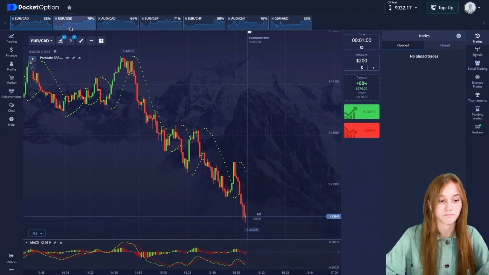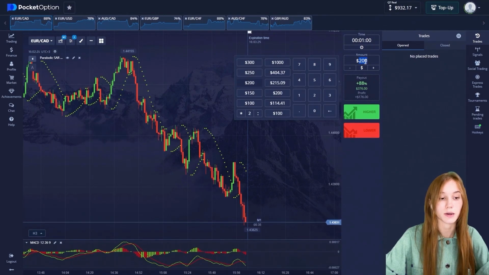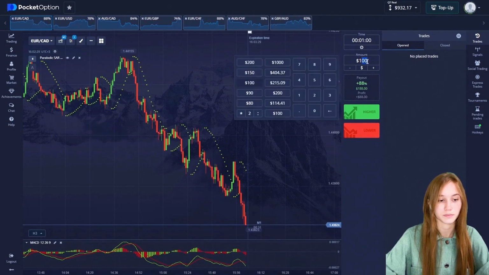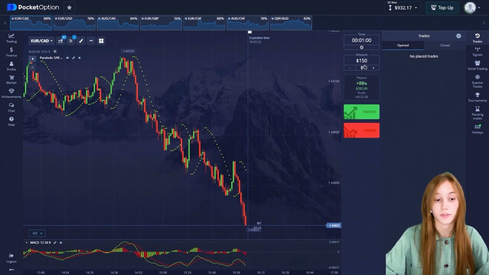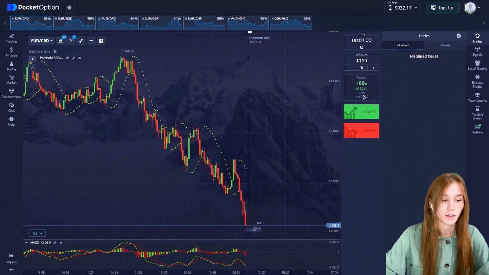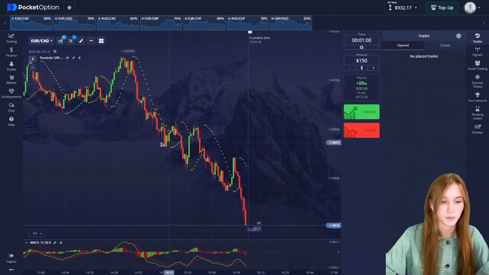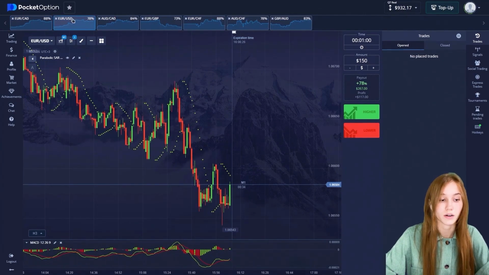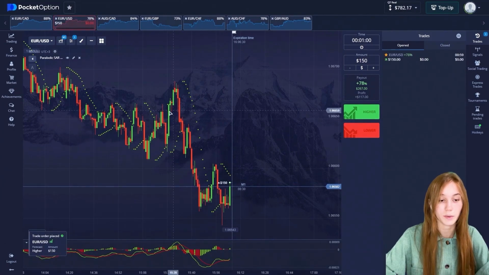Let's move on to the next concept. Increase our deal amounts to $100. I think it's good. 150. So we should reach the $1,000 mark. And the last concept is, let's open up.